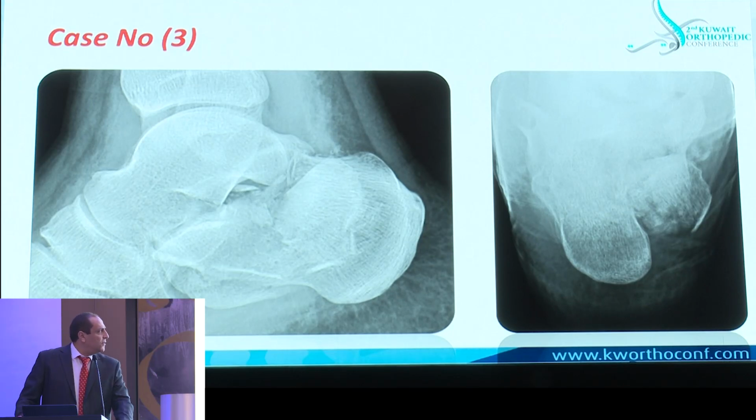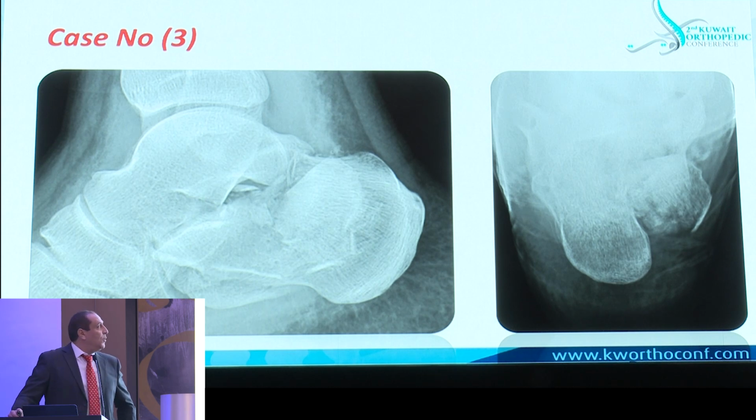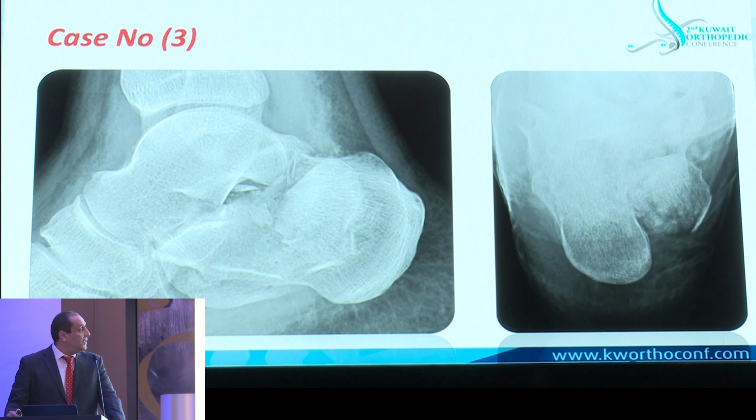This man is 45 years. He's a taxi driver, and he survived an RTA and developed badly displaced joint depression type intra-articular calcaneal fractures with the posterior facet completely displaced medially, pressing on the neurovascular bundle. We shifted the patient immediately. We couldn't feel the distal pulse, but the capillary filling was okay. We shifted the patient from the casualty to CT scan and to the OR.